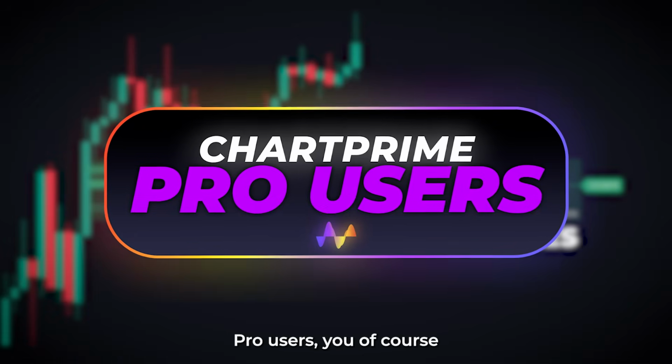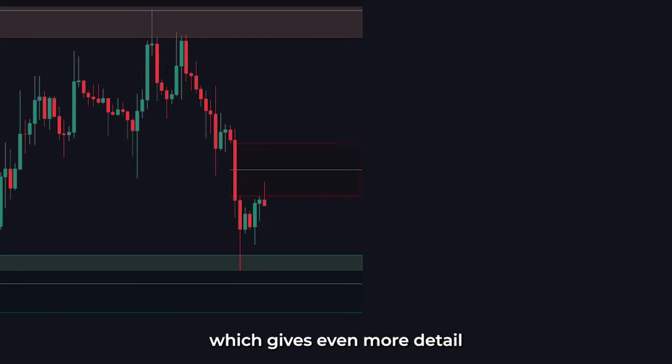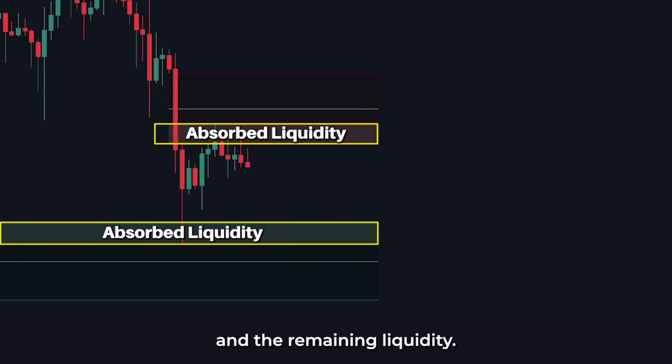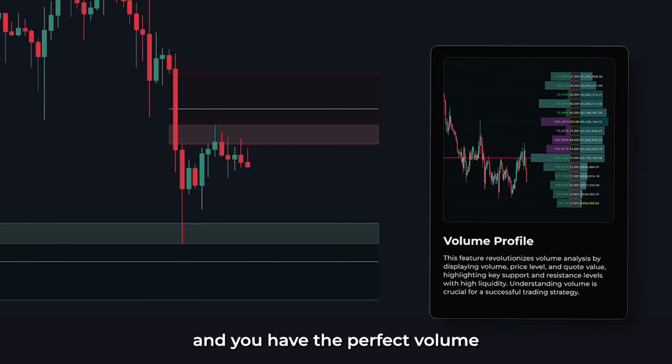For Chart Prime Pro users, you of course have our FVG detection feature, which gives even more detail, showing how filled the gap has become and the remaining liquidity. Pair that with our volume profile and you have the perfect volume gap pairing.